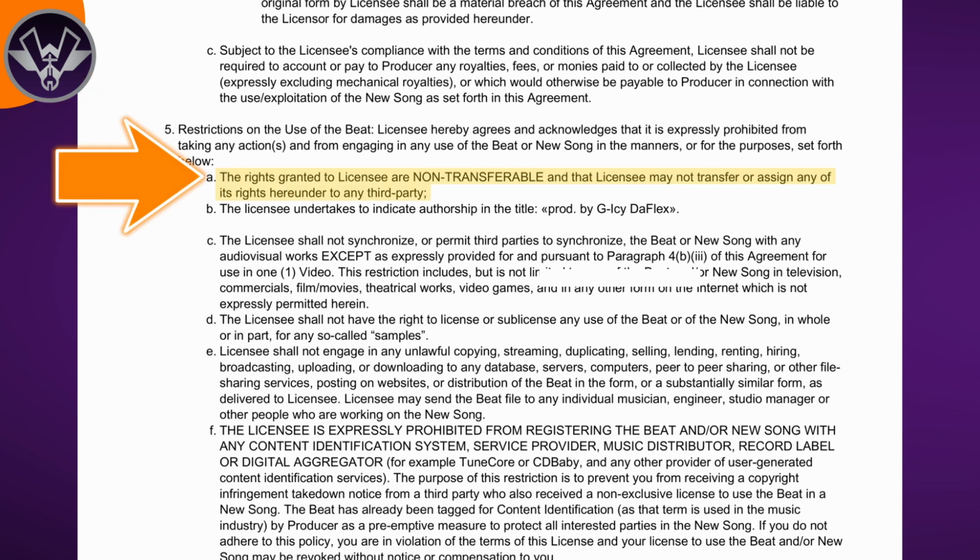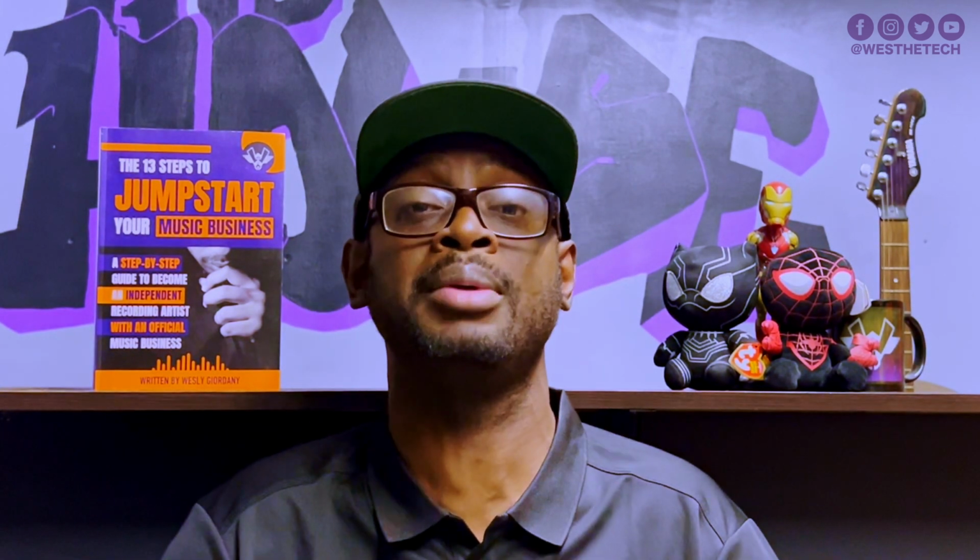This one right here. The rights granted to licensee is non-transferable. Anytime you see something in all caps, just know that it's important. Non-transferable means that you cannot transfer this license to another artist. You cannot sell it. You cannot give it to another artist to use. This license agreement is between you and the producer.